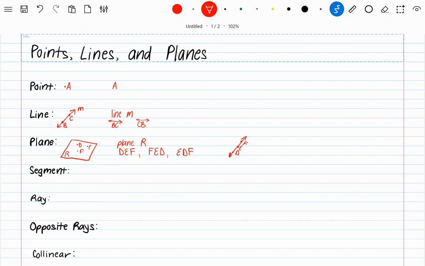A segment. A segment is part of a line, but it has endpoints on both sides. To name a segment, we can use the 2 endpoints. Here, order does not matter.